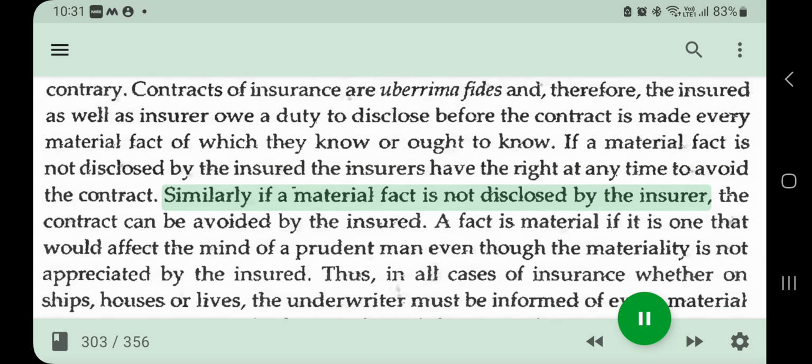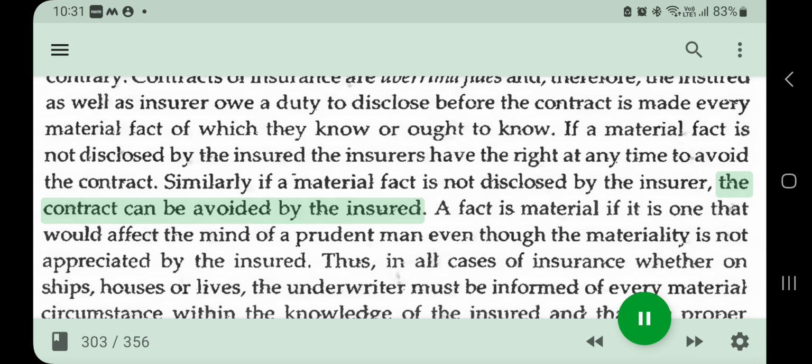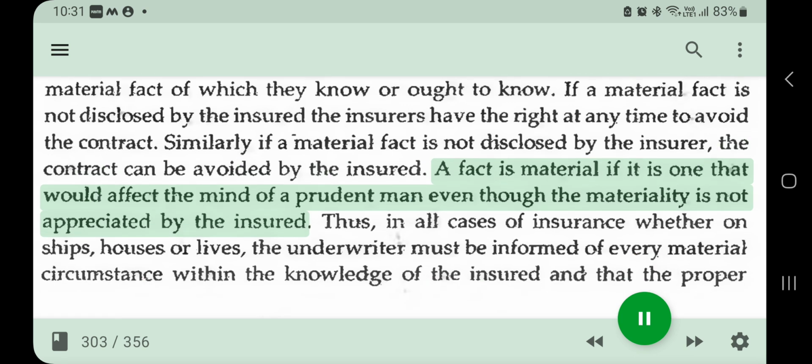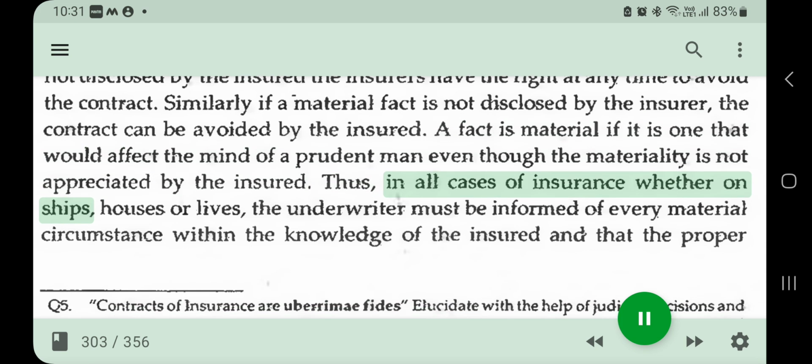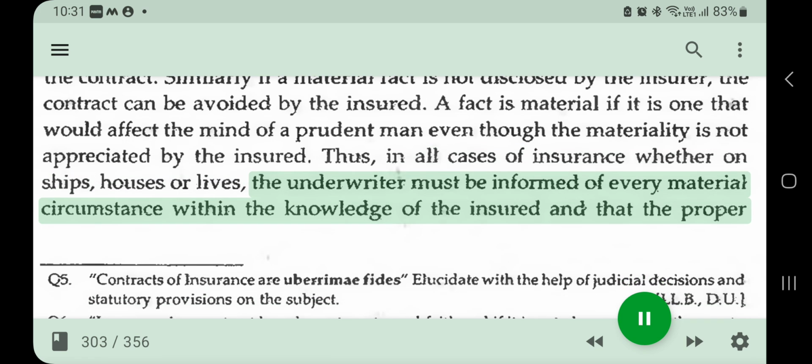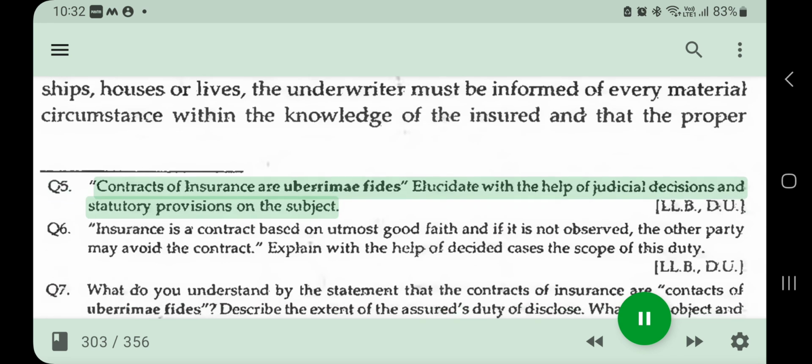Similarly, if a material fact is not disclosed by the insurer, the contract can be avoided by the insured. A fact is material if it is one that would affect the mind of a prudent man even though the materiality is not appreciated by the insured. Thus, in all cases of insurance, whether on ships, houses or lives, the underwriter must be informed of every material circumstance within the knowledge of the insured.